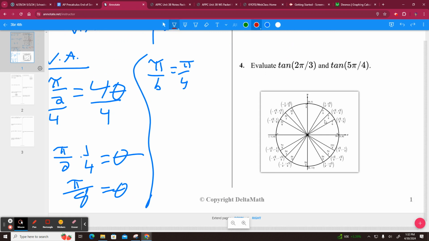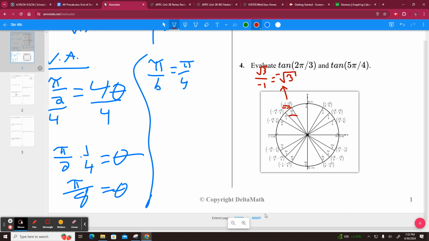There we go. So tan of 2 pi over 3. Remember, tan is y over x, so at 2 pi over 3, it's y over x. And remember, you can ignore the 2's because they just cancel out. So at 2 pi over 3, I'm at square root of 3 over negative 1, which will just simplify to negative square root of 3.